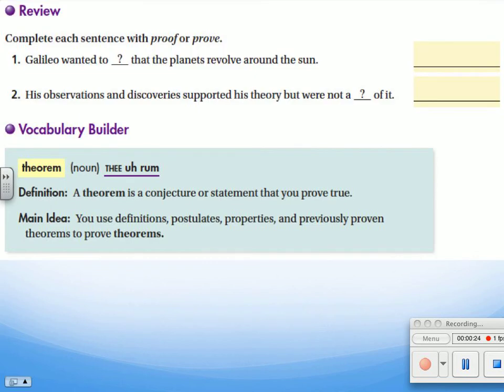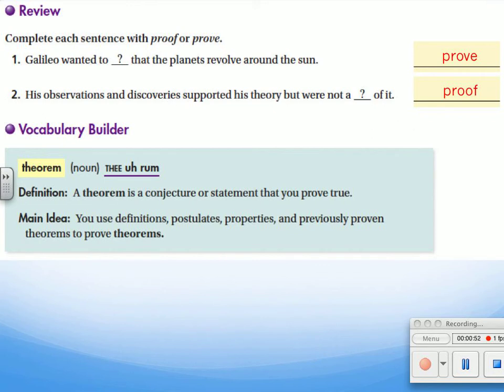Today we're going to complete each sentence with the words proof or prove. Galileo wanted to blank that the planets revolve around the sun. He wanted to prove that the planets revolve around the sun. His observations and discoveries supported his theory, but were not a proof of it. He was not able to prove it in his lifetime, so it wasn't a proof of his theories.